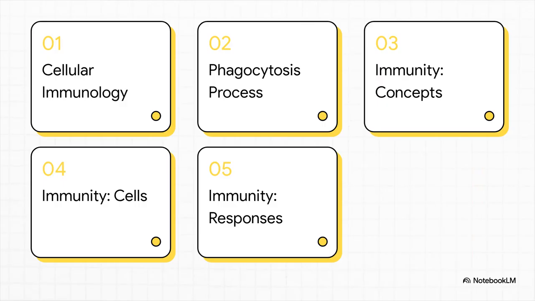So here's our roadmap. We're going to structure our discussion into 5 main parts. We'll kick things off with the historical origins, the very birth of cellular immunology. Then we'll take a really deep dive into one of the most fundamental processes, phagocytosis. From there, we'll start building our language, defining the core concepts, then identifying the key cells and molecules involved, and finally, putting it all together to understand the fundamental responses and processes that define immunity.